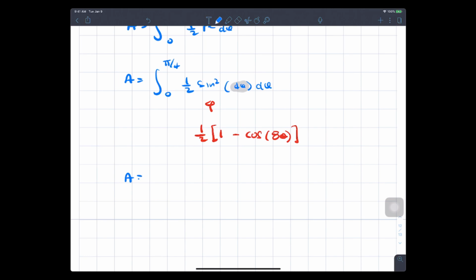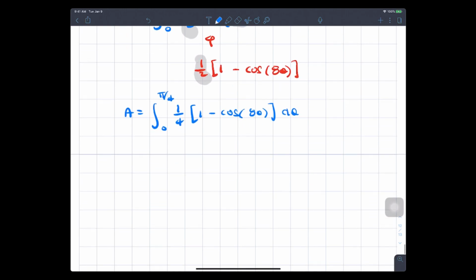So this area will be from 0 to pi over 4. Don't forget, you already had a 1/2. That gets multiplied by another 1/2, so I get 1/4 times 1 minus cosine of 8 theta d theta. So the area is the integral from 0 to pi over 4 of 1/4 minus 1/4 cosine of 8 theta d theta.